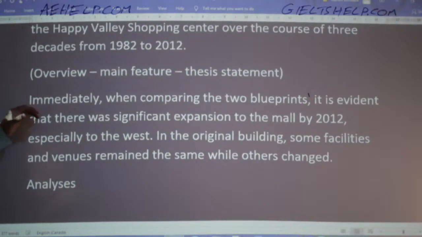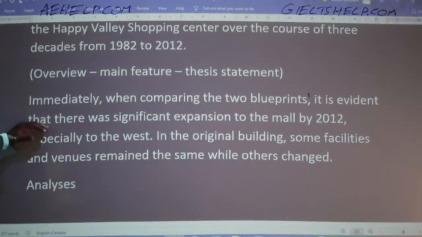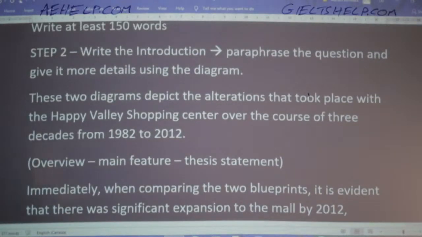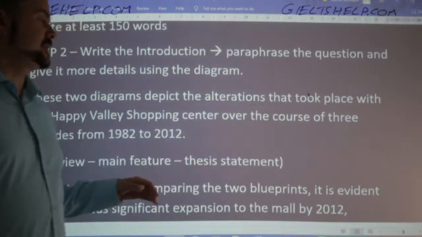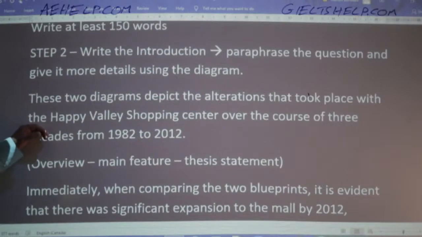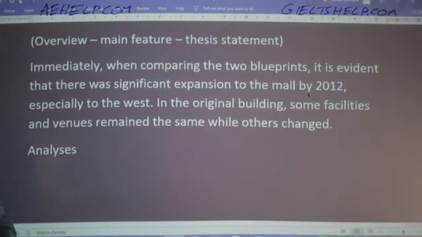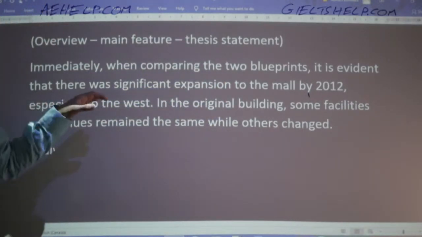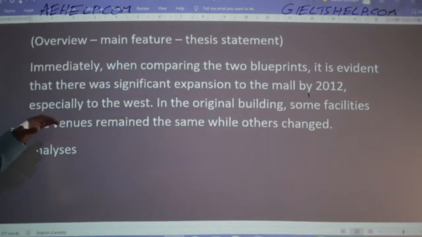From the top, from the introduction. So these 2 diagrams depict the alterations that took place with the Happy Valley Shopping Center over the course of 3 decades, from 1982 to 2012. Immediately, when comparing the 2 blueprints, it is evident that there was significant expansion to the mall by 2012, especially to the west.